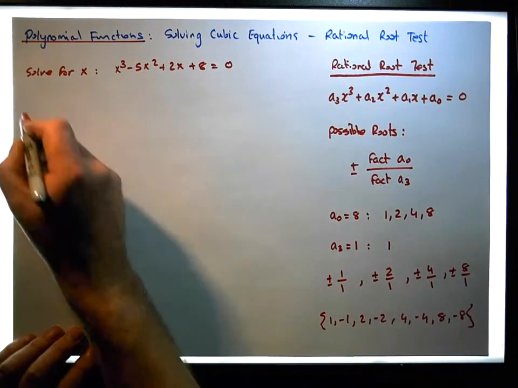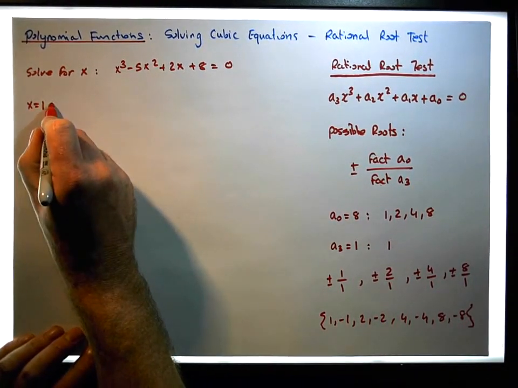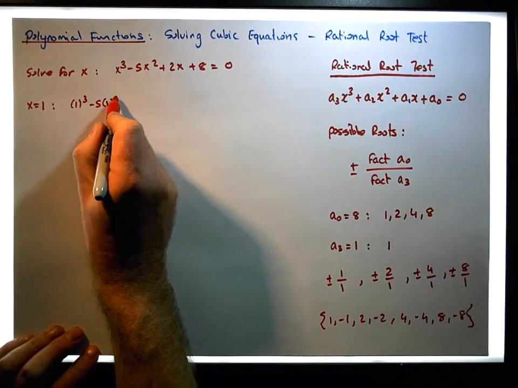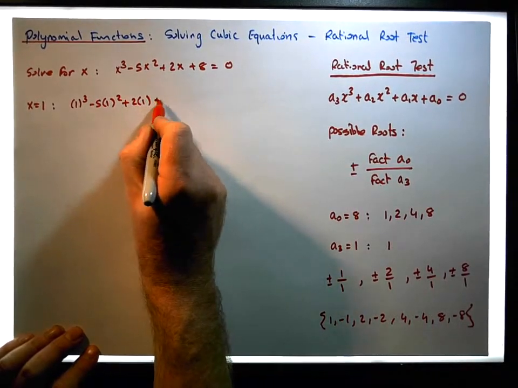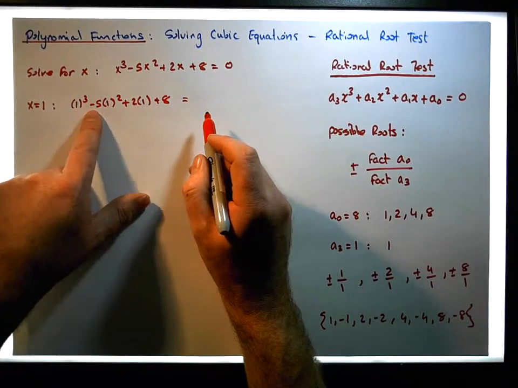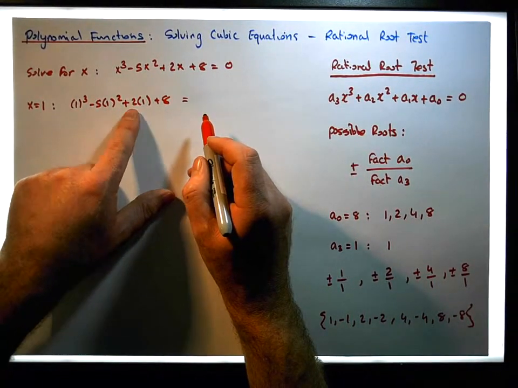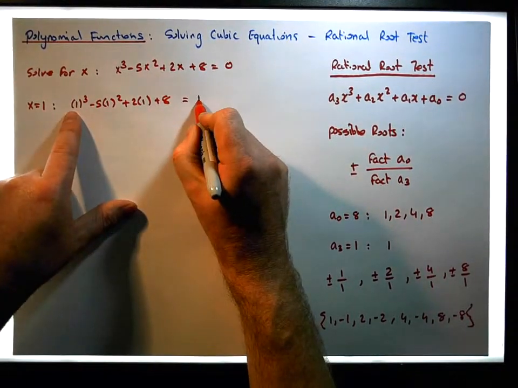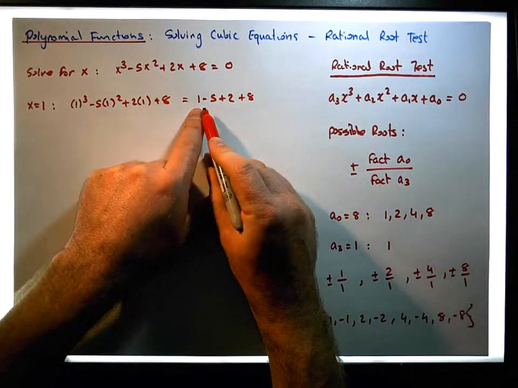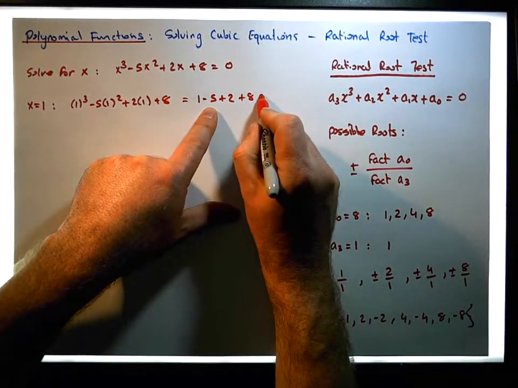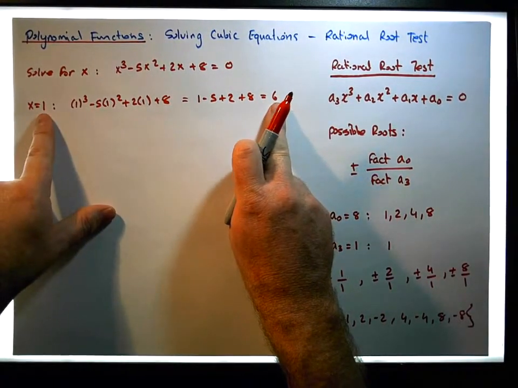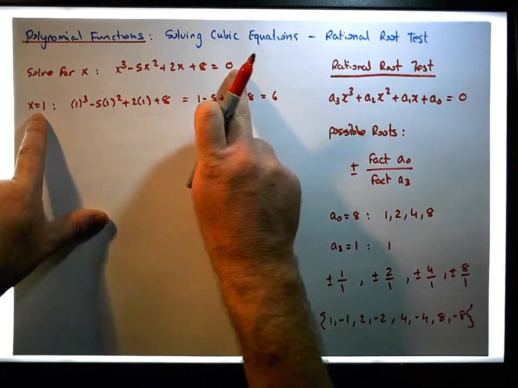Let's try when x is equal to 1. We get 1 cubed minus 5 times 1 squared plus 2 times 1 plus 8. 1 cubed is just 1, minus 5 times 1 squared is minus 5, and 2 times 1 gives me 2. So that gives me 1 minus 5 plus 2 plus 8, which is 6, which isn't equal to 0. So x equals 1 isn't a root of this polynomial.